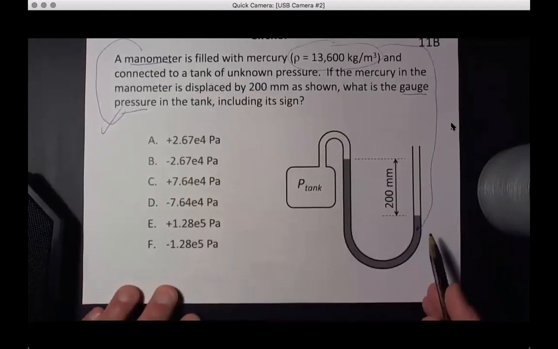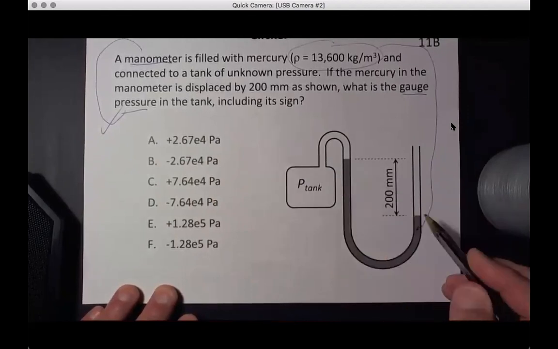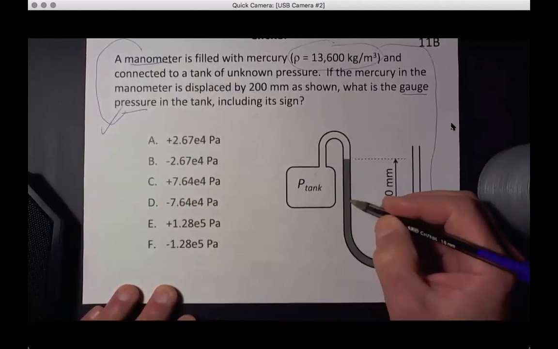Well, first we can get the sign. Is the pressure either lower or higher? It's pulling the mercury up, so it's lower.